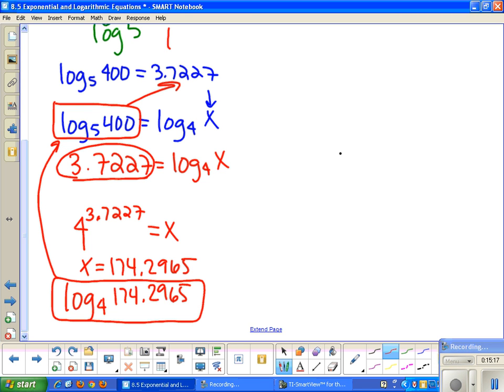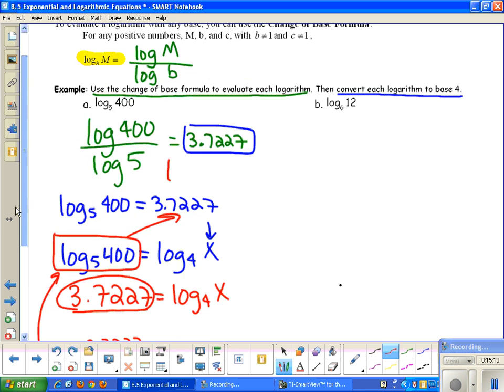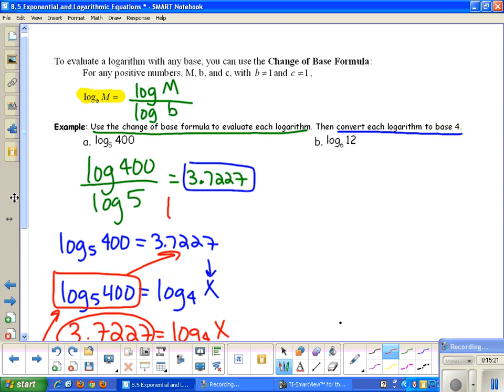So let's do another practice one, because these are sometimes hard for students. So let's look at this next one. We want to convert this to base 4, and we also want to figure out what the logarithm is equal to. So first I want to figure out what this is equal to. So x is equal to the log of 12 divided by the log of 6. When you do that in your calculator, you get 1.3869.